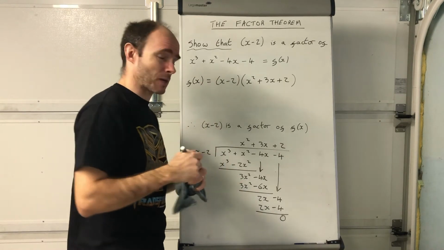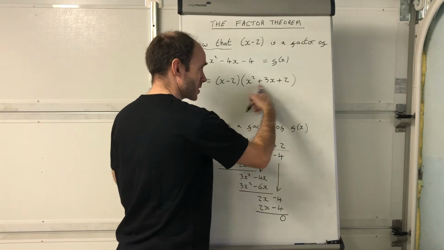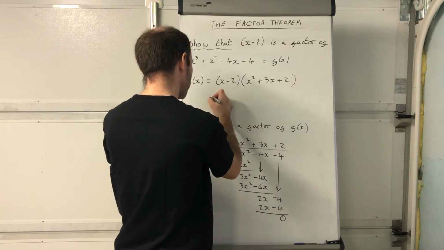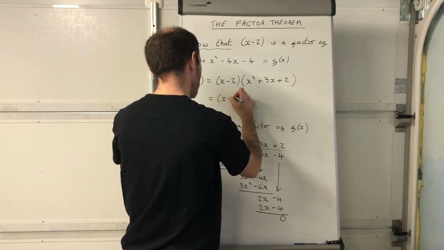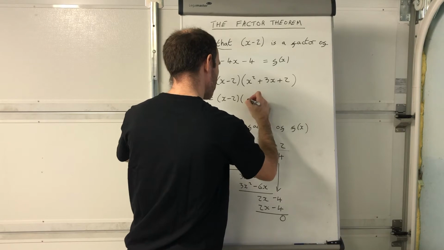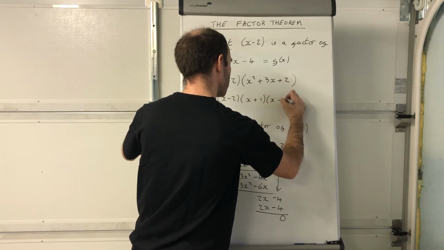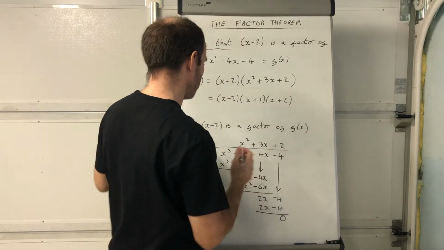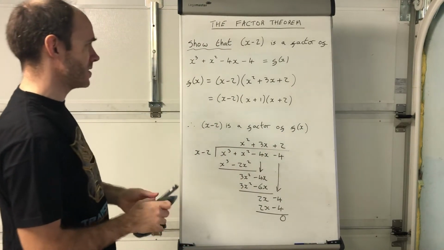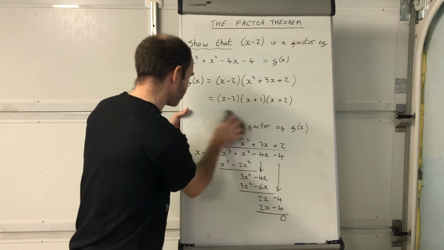But if you're asked to factorise it completely, just check to see whether this quadratic can factorise again. I think it can do, don't you? So you've got x minus 2 here, because that should be able to factorise as x plus 1, x plus 2, like that, yeah? And so now we've factorised the whole thing completely, okay?